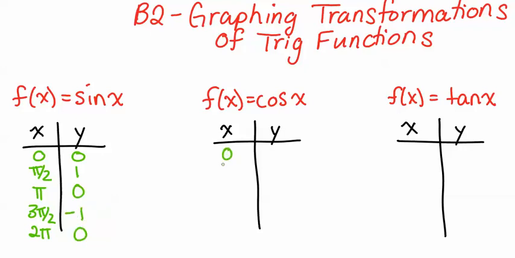And then I do the same thing for cos. So cos of 0, pi over 2, pi, 3 pi over 2, and 2 pi. And then I know, starting at 1, it goes 0, -1, 0, 1.